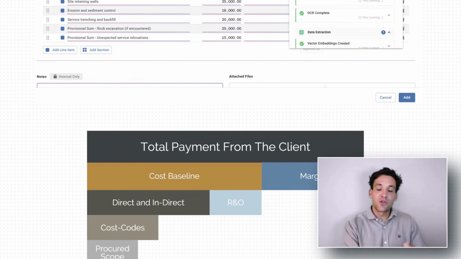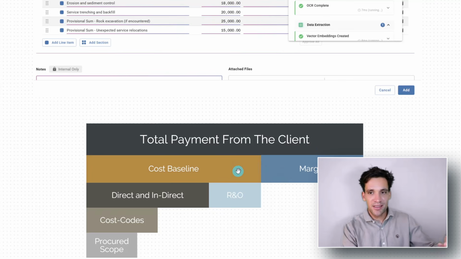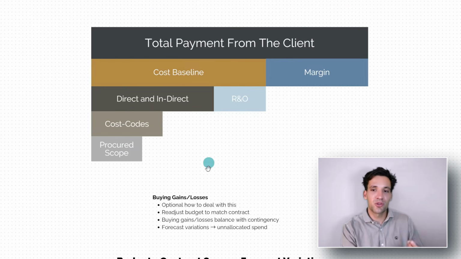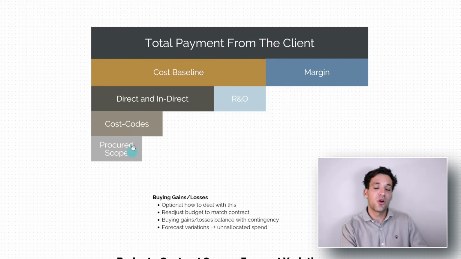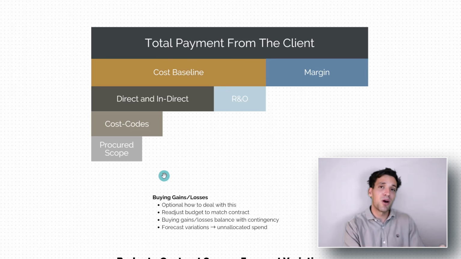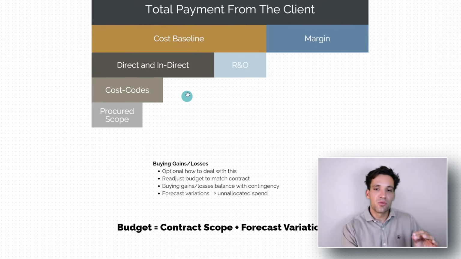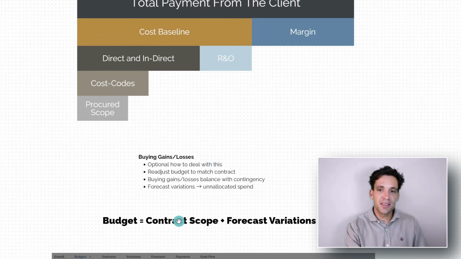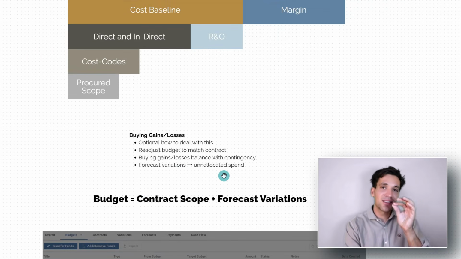All right, so going back to our cost control process, we have so far broken the project down into cost codes or control accounts, and then we have got our procured scope. The difference between the total value of our cost codes and the total value of our procured scope are our buying gains or losses. Now, there are different approaches to how you could deal with buying gains or losses, but the fundamental thing to understand is your budget for a subcontract or contracted package of works should be the contract sum plus any forecast variations.